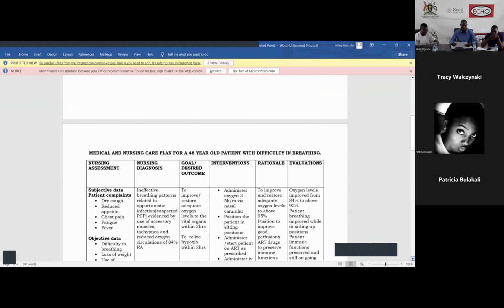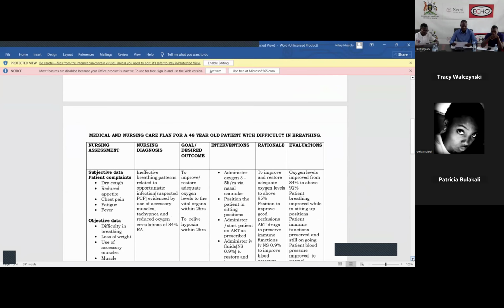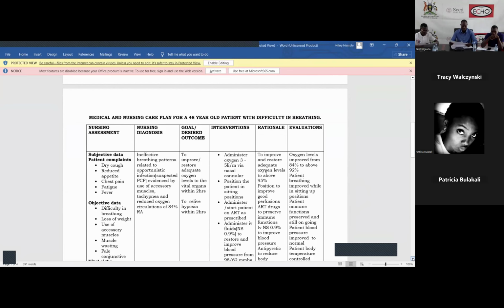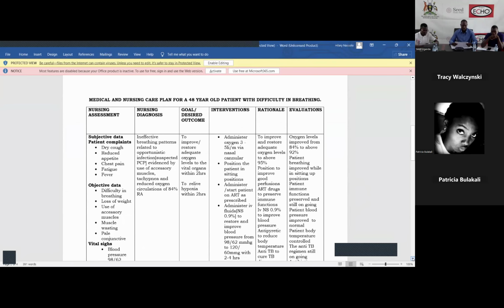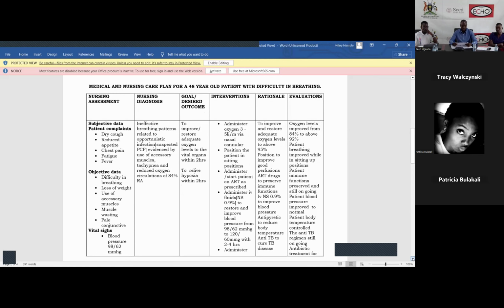Now the vitals, which are so wanting and need urgent attention. Look at the blood pressure being quite low, 98 over 62. Heart rate being above normal, 110 beats per minute. Temperature quite high, 37.8 degrees Celsius. And our respiratory rate of 28 breaths per minute. Our focus is now the SpO2, which is low, 84% on room air.